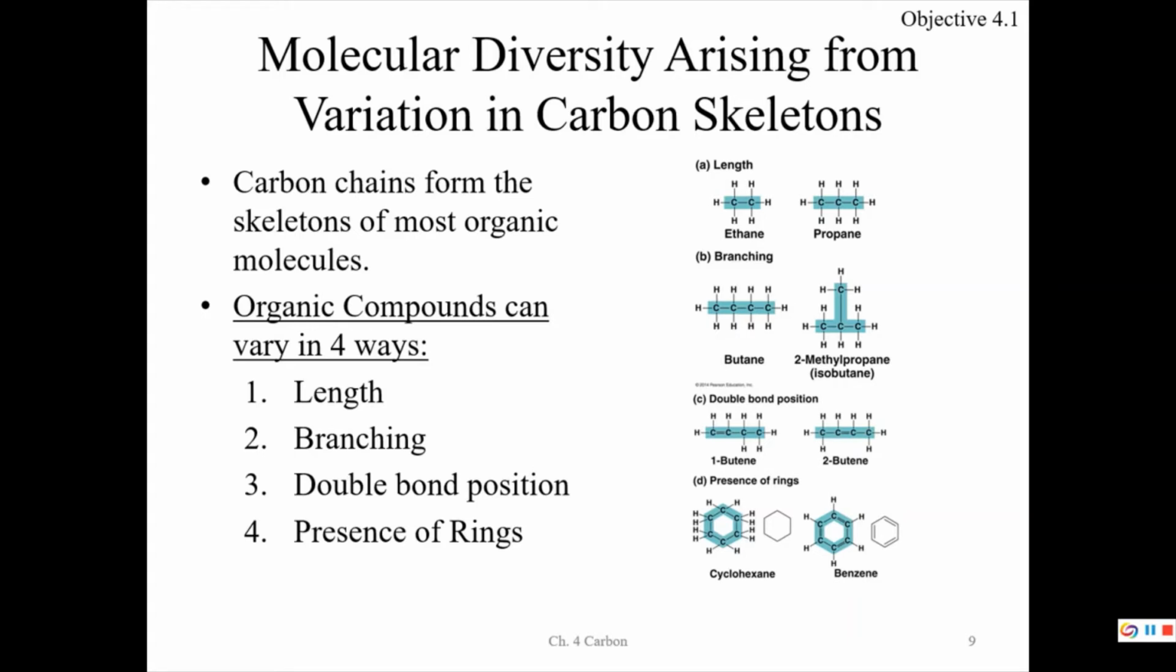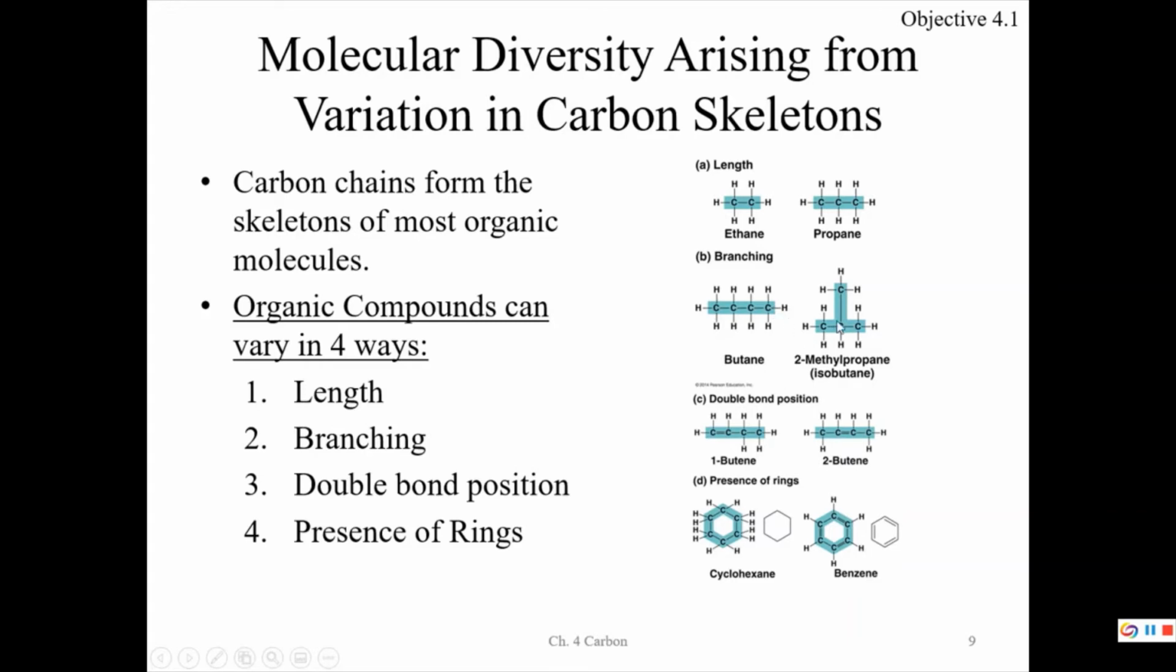Butane, which is 4 carbons, okay? So we can vary in length of the hydrocarbon chains, or the carbon chains. It can branch. You can have butane, which is called butane because, as we can see here, butane is 1, 2, 3, 4 carbons.